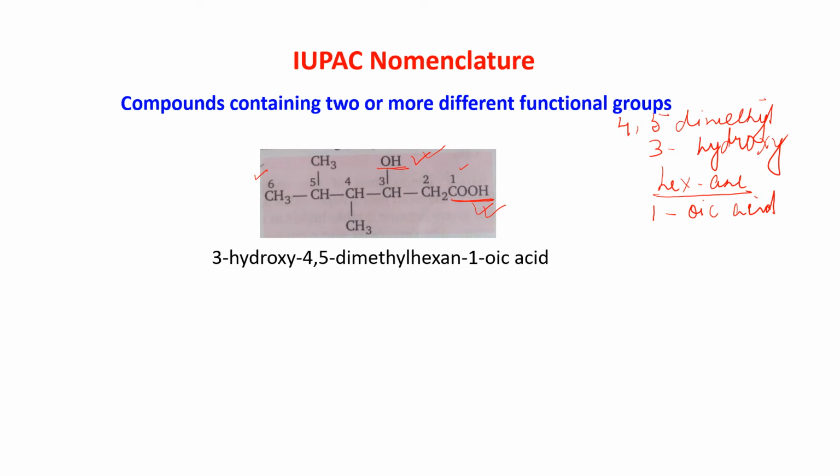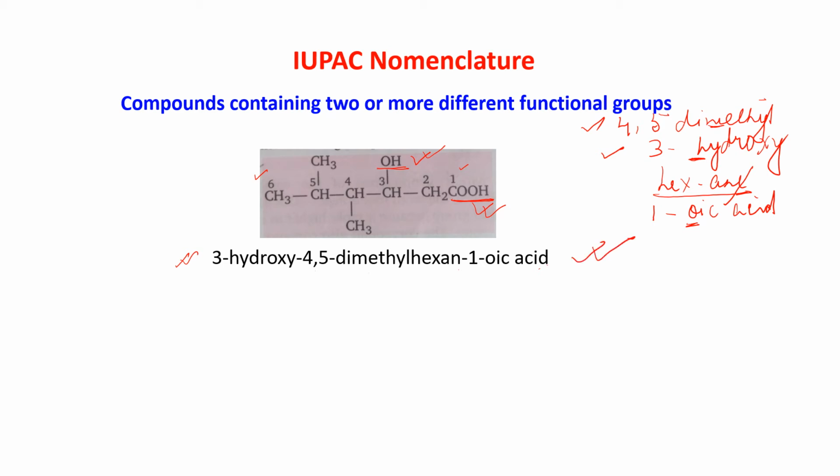Okay, so if I add all these things, if I join all these things, what is the name of the compound I'm getting? Now this is also a substituent, this is also a substituent. Now you have to see whether H is coming first or M is coming first. So H is coming first, so the name will start from 3-hydroxy 4,5-dimethyl hexane 1-oic acid. Why? O is also a vowel, E is also a vowel, so E is dropped. So the name is 3-hydroxy 4,5-dimethyl hexane 1-oic acid.